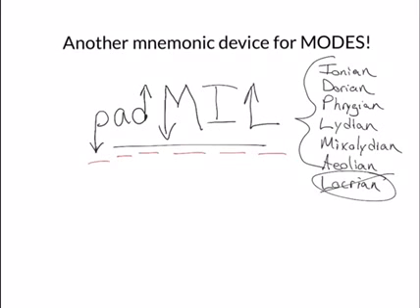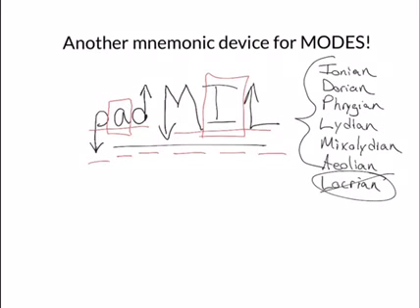But the lovely thing about this is that you see that the PAD are lowercase, showing that each of them has a minor third, and the MIL are uppercase, showing that each of those modes has a major third. Furthermore, they each have Aeolian in the center of these two, and Ionian in the center of these two. And so you can remember how these relate.